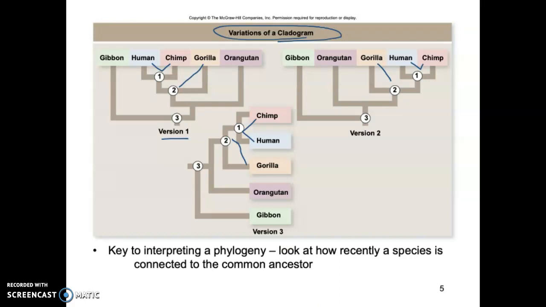I don't care if you're looking at version 1, 2, or 3, they all say the same thing. Humans and chimps are the closest related. Then you go to the next closest, which would be the gorilla. Then the orangutan. Least related is the gibbon. So look at the connections. Look at what we call the fork or the branch point. That's this little number 1 here, the 2, the 3. Those are branch points. Right? So that's what we really, really have to pay attention to when we're looking at phylogenies and trying to look at the connections here. Right?